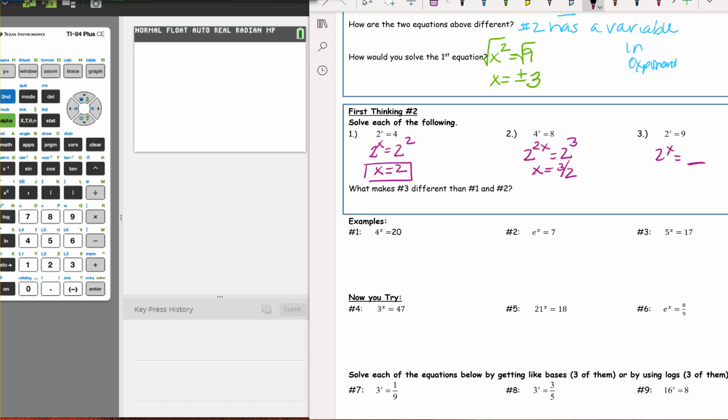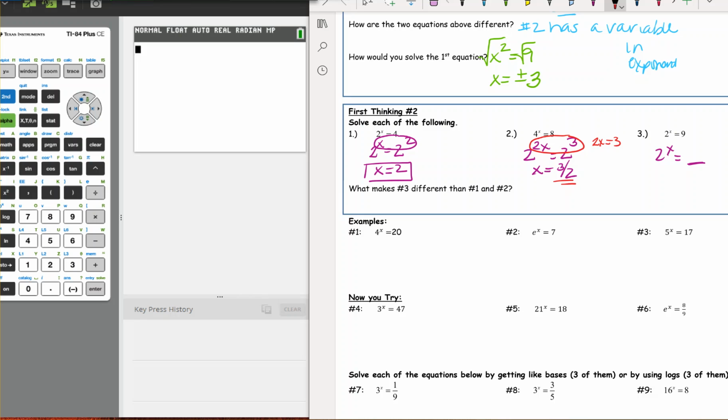Okay, so questions 1 and 2 can be solved just by, sometimes you can just tell by looking, but if not, by getting like bases. So number 1, if I get them both to have bases of 2, I would have 2 to the x equals 4, and that would be 2 to the x equals 2 squared, and therefore x has to equal 2. On the second one here, I could rewrite those both to also have bases of 2. So 4 to the x would become 2 to the 2x, and 8 would become 2 cubed. And so then these two exponents have to be equal. 2x has to equal 3, and so x has to equal 3 halves.